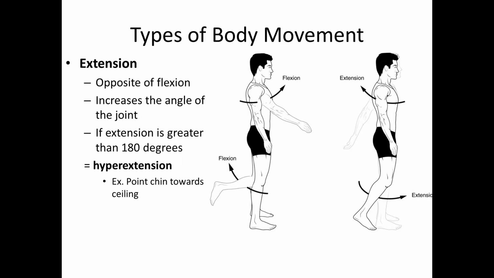We're going to decrease the angle of the joint. Opposite of flexion is extension, and it really helps to learn these movements in pairs because they're going to be opposite of one another. So if flexion is going to decrease the angle, extension is going to increase the angle. And if we extend our joint greater than 180 degrees, we can call this hyperextension. An example here would be pointing your chin towards the ceiling. You are hyperextending your neck. So flexion, we're going to decrease the angle. Extension, increase the angle.